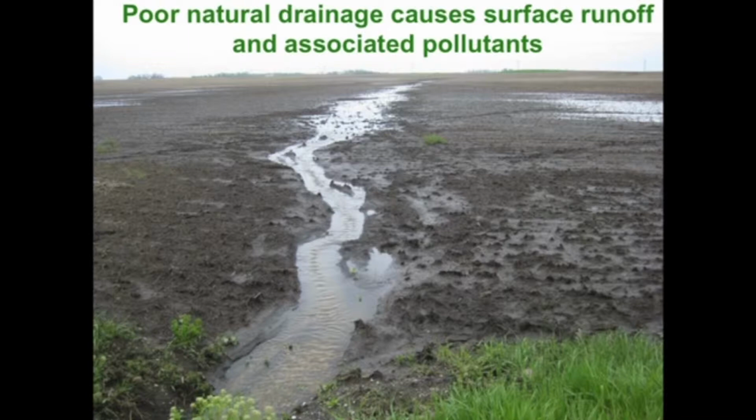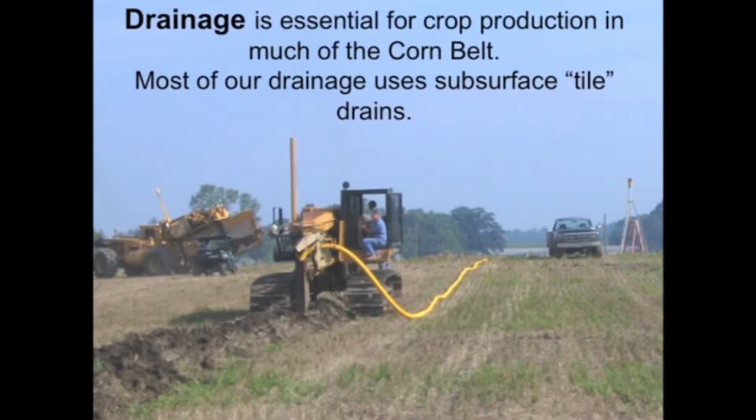We've got surface runoff and associated pollutants, and it's just hard to work the field when we have our naturally poorly drained soils. So because of that, we have tile drainage across much of the Corn Belt. This is something that it's hard to see. Many of you probably know that it's there, as I did for many years until I was finally able to see some installed. But it's fun to go out on a field day such as this and see how the large drain plows pull it through the soil.